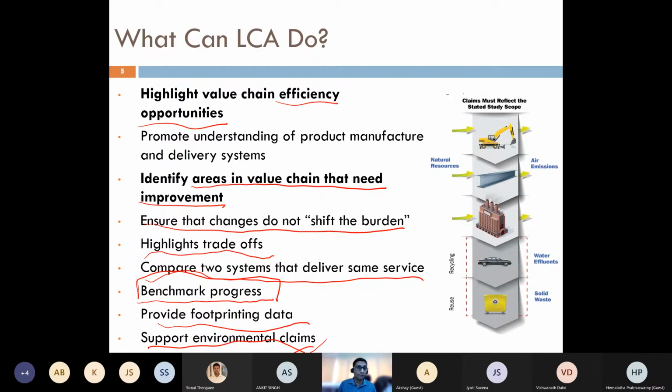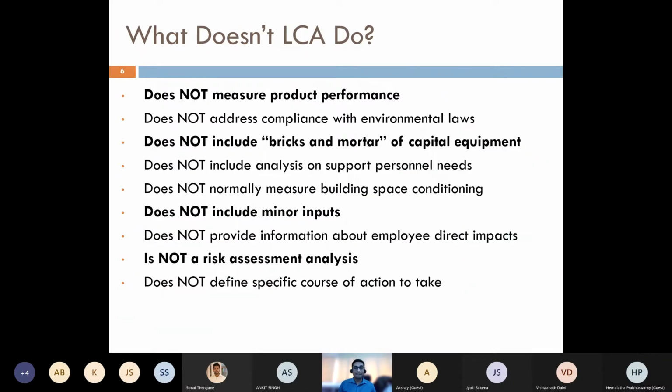But there are certain things which LCA wouldn't do for you. And these are things like the product performance. It wouldn't give you the product performance in terms of its quality and quantity. We are not measuring that. It's not going to give you any compliance with the environmental laws. You are bringing in data on how much you are emitting, but that doesn't mean it's complying with the environmental laws. Different countries would have different laws, and you need to take care of them separately.